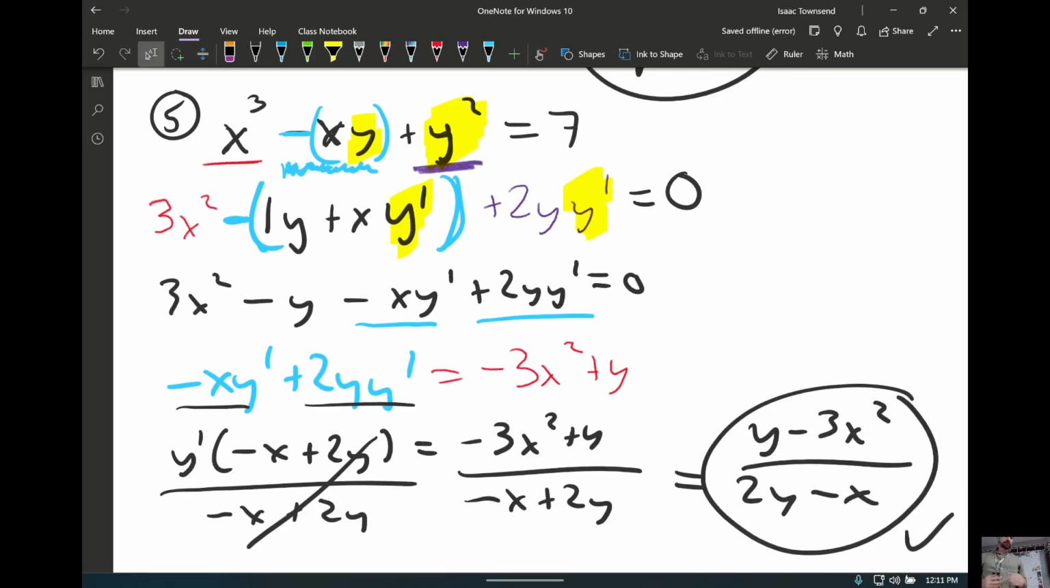Okay, does anybody have a specific question about number 5 while it's still up? Yeah. So if there's multiple y primes, you just always factor it out. Yeah, get everything with y prime on one side so that you can factor it out, and then after you factor it out, you can undo the times with divide.